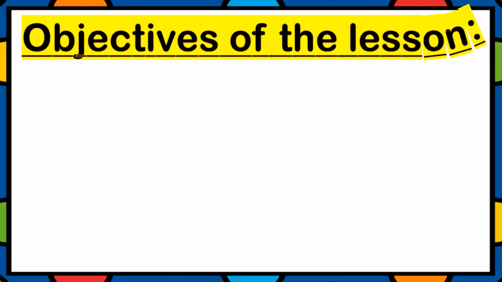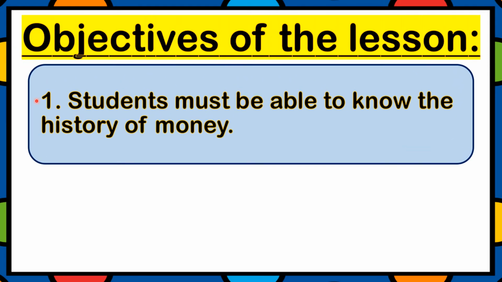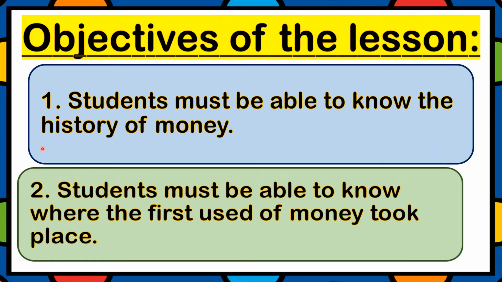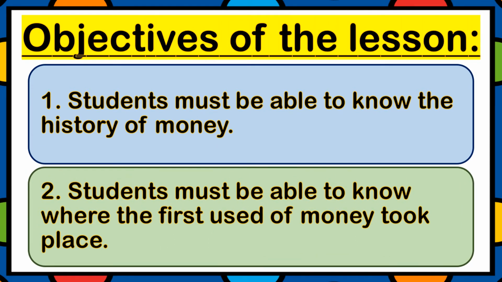Objectives of the lesson for today. Number one, students must be able to know the history of money. And number two, students must be able to know where the first use of money took place.